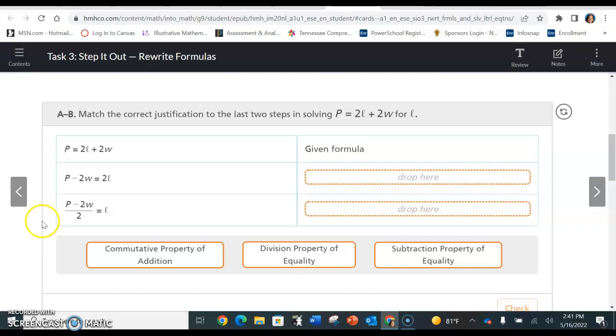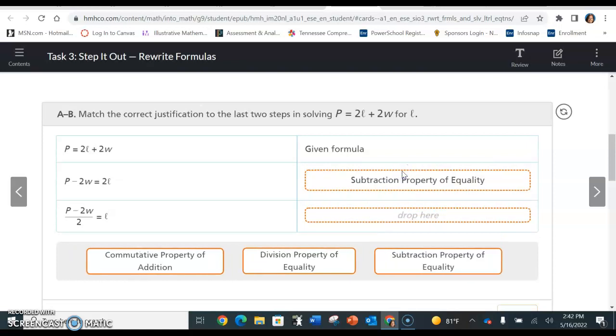So here's the given formula. Perimeter equals twice length plus twice width. That's given. Then we're going to rewrite the formula for L. That means we're solving for L. We want L on one side by itself. Okay, so if you notice 2L is here. So the first thing we need to do is subtract 2W from both sides. So that's what they do here. Subtract 2W from both sides. So that is subtraction property of equality.